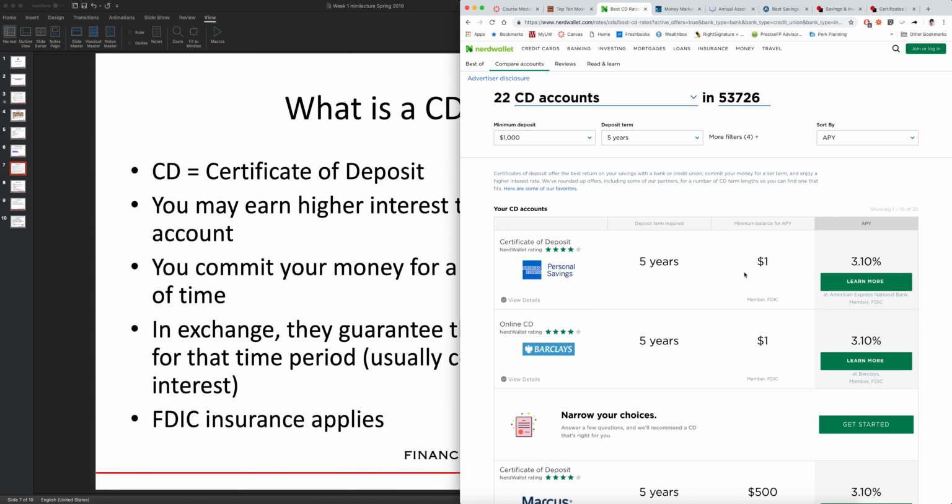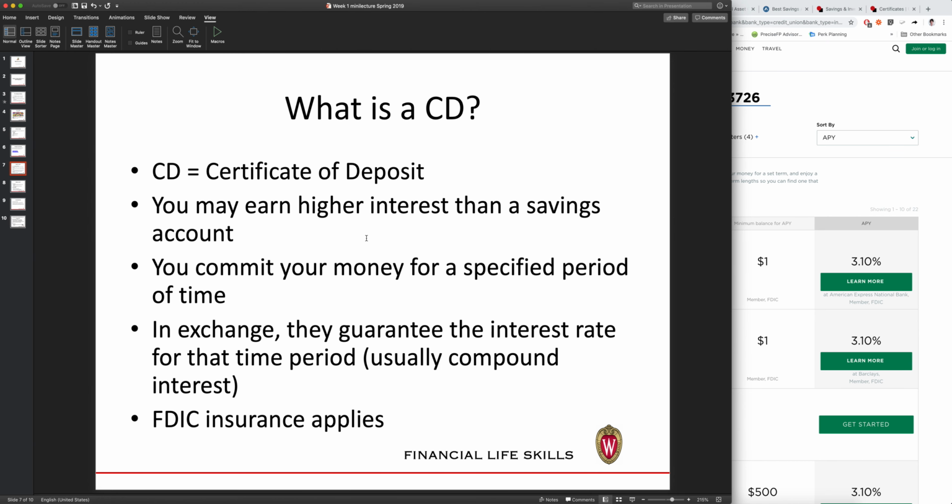Anyhow, so that's the guaranteed nature of it. The other benefit of a CD is you're getting that interest rate, and it also benefits from FDIC insurance, as opposed to other investments that you might be interested in that don't offer FDIC. It's one of the benefits.